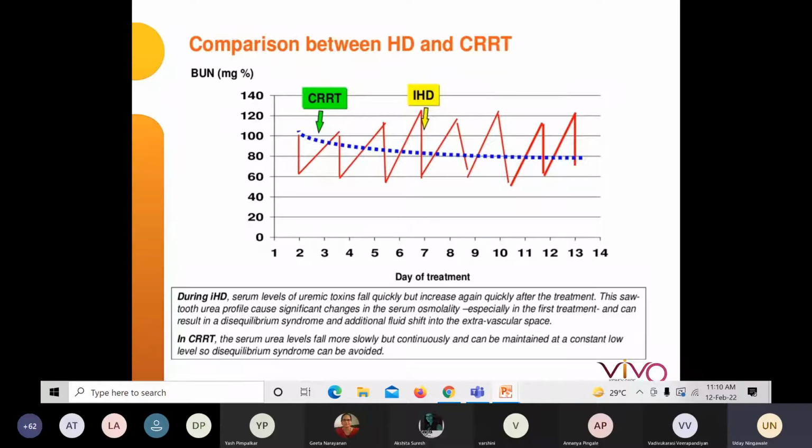And over a period of 1 or 2 days of gap, where dialysis treatment is not happening, it again goes to 100 and 120. But when you see the comparison with CRRT, it is a continuous process, so it tries to maintain the level below the higher level. That's why the serum level of uremic toxins changes abruptly in the hemodialysis scenario, while in CRRT it declines slowly but steadily, and that helps to regain kidney function in acute kidney failure.